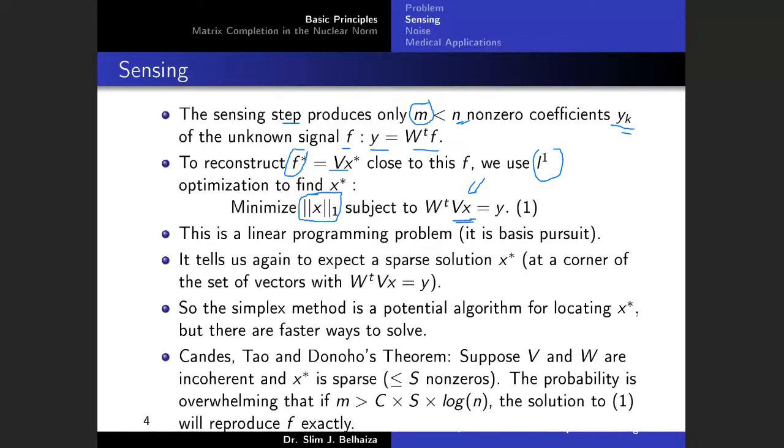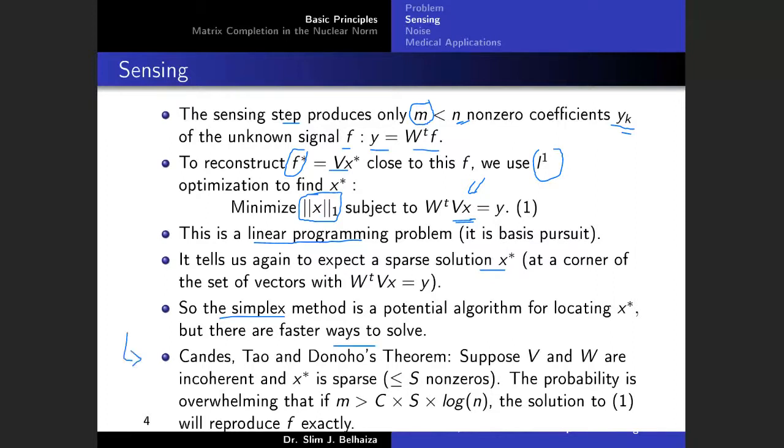So in fact, this is typically a linear programming problem, and it tells us, again, to expect a sparse solution X star at the corner of the set of vectors. Of course, when we talk about linear programming, we immediately talk about the simplex method, which is a potential algorithm for locating X star. But there are faster ways, in fact. So this is pretty recent stuff.